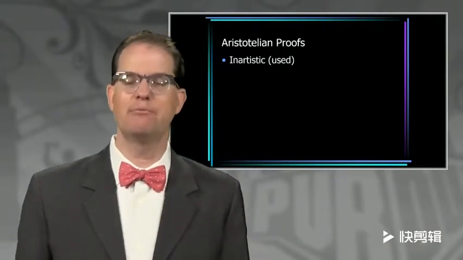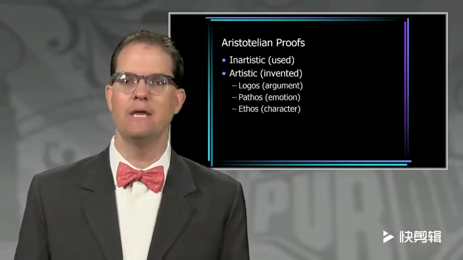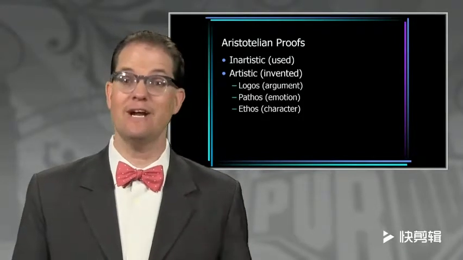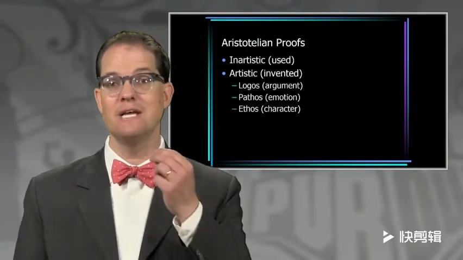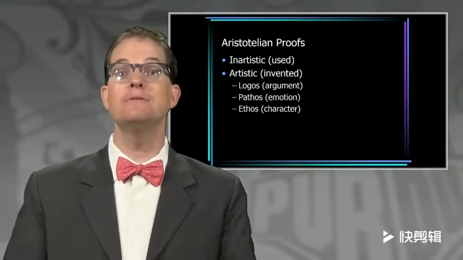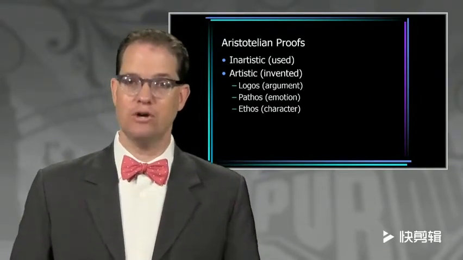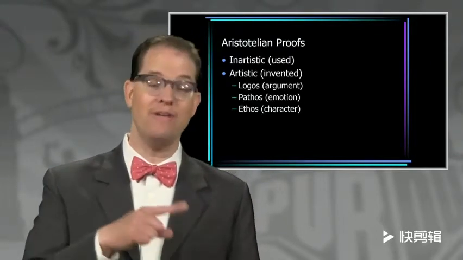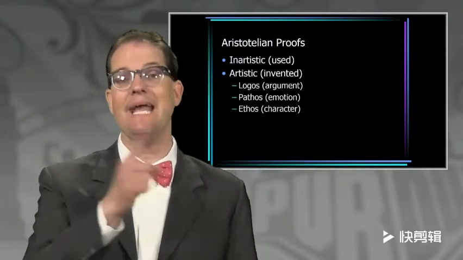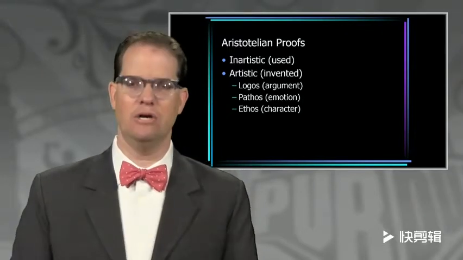Now the other kind of proof, and the kind that you've probably heard about, are artistic proofs. These are invented. In other words, the speaker or writer comes up with these as a part of the argument. Now most arguments are going to have a little bit of both, inartistic and artistic proofs, especially legal arguments.